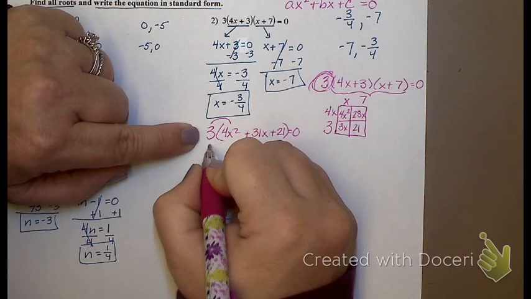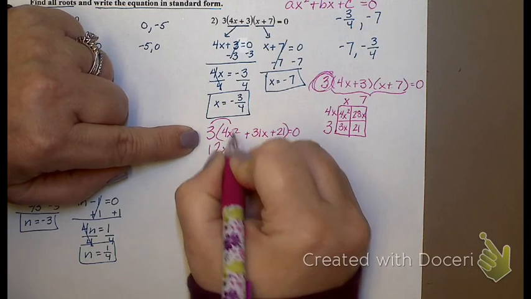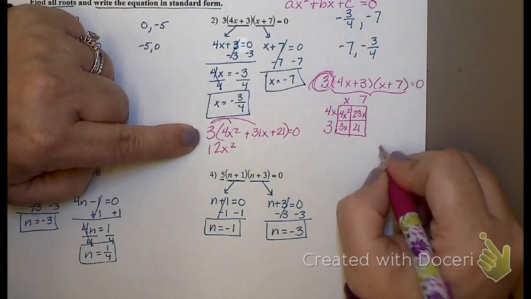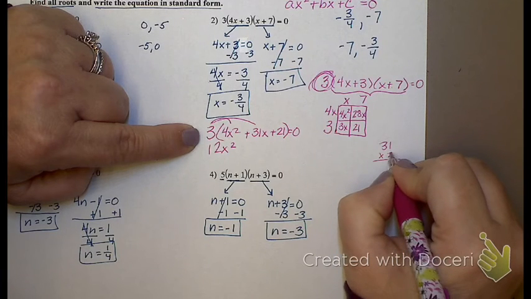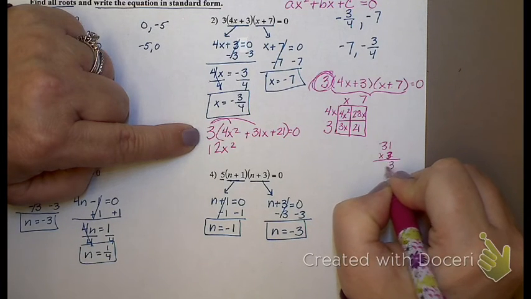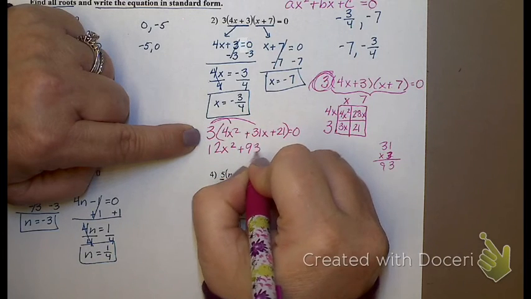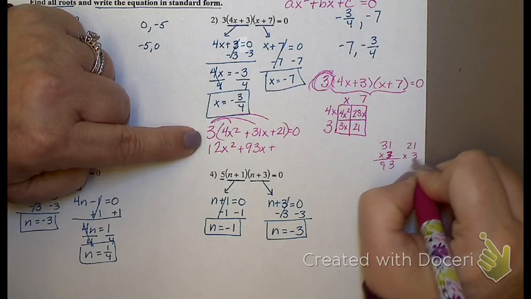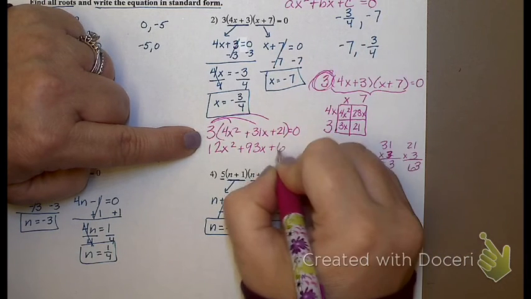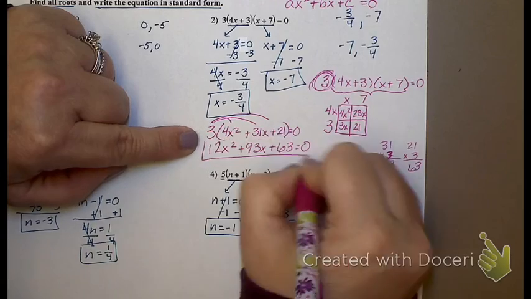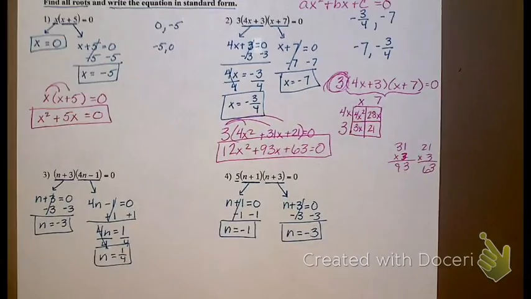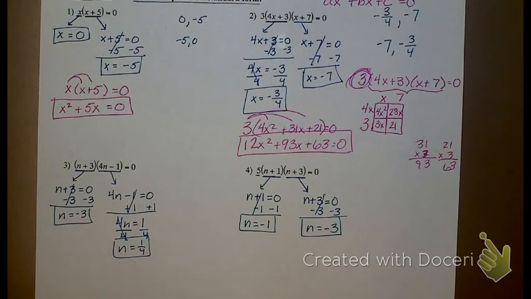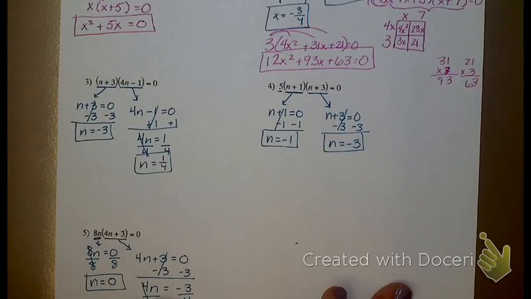3 times 4x squared would be 12x squared. 3 times 31x, you can use your calculator if you want to. I'm just too lazy to get it out. That would be 93x. And then 3 times 21 would be 63. And don't forget that equals 0 there. For today's assignment, if you're plugging it into the computer, let's try and leave the equals 0 on the far right side of the problem. And that's it.